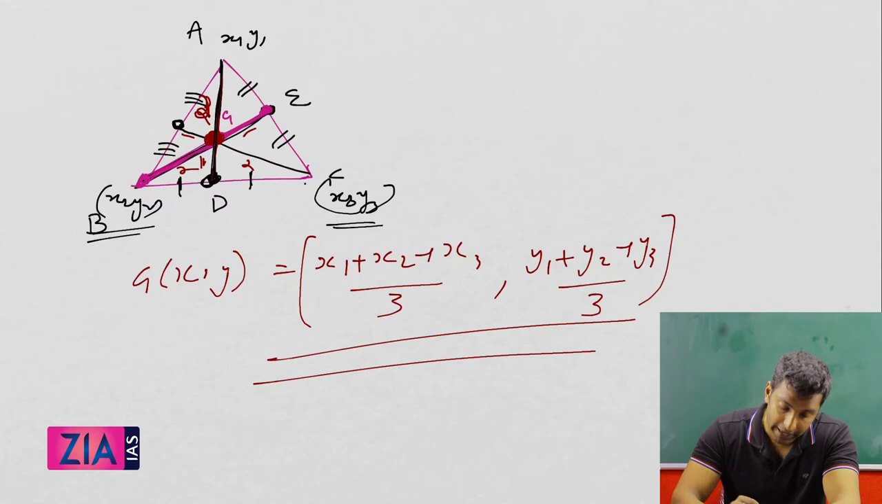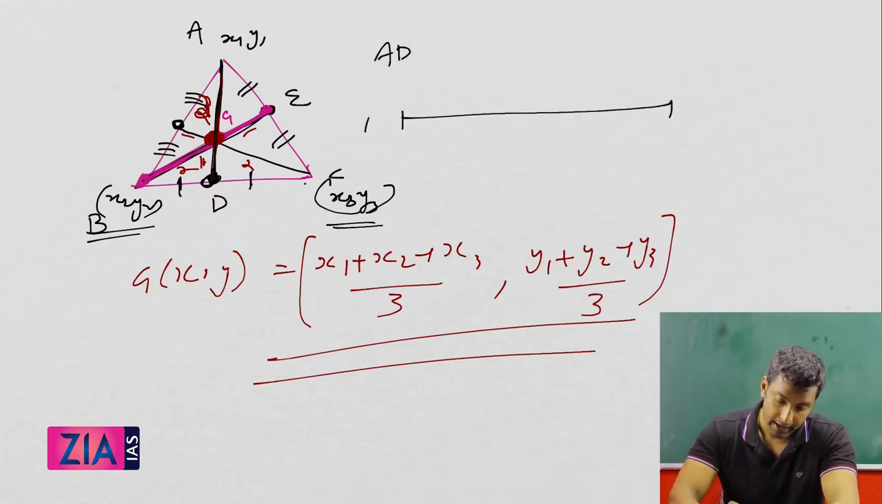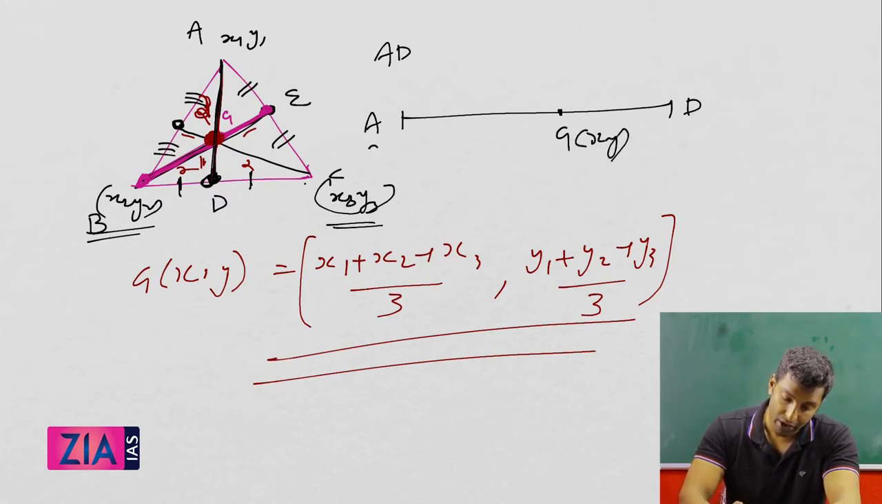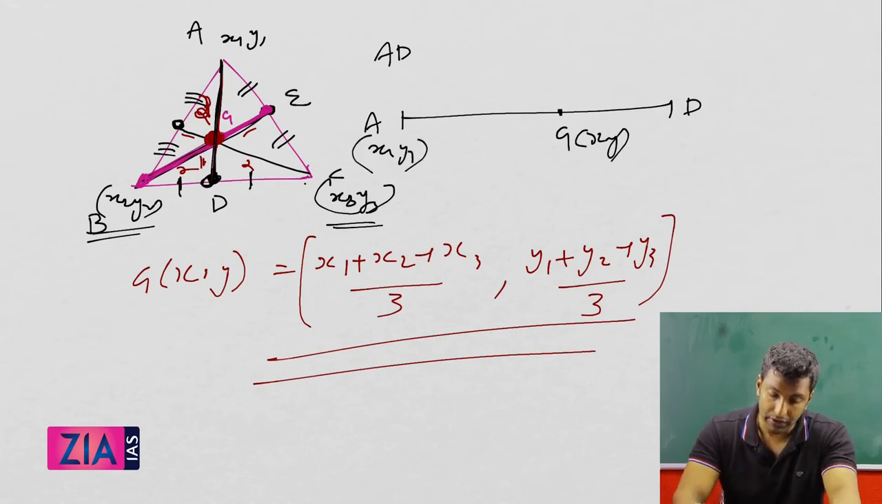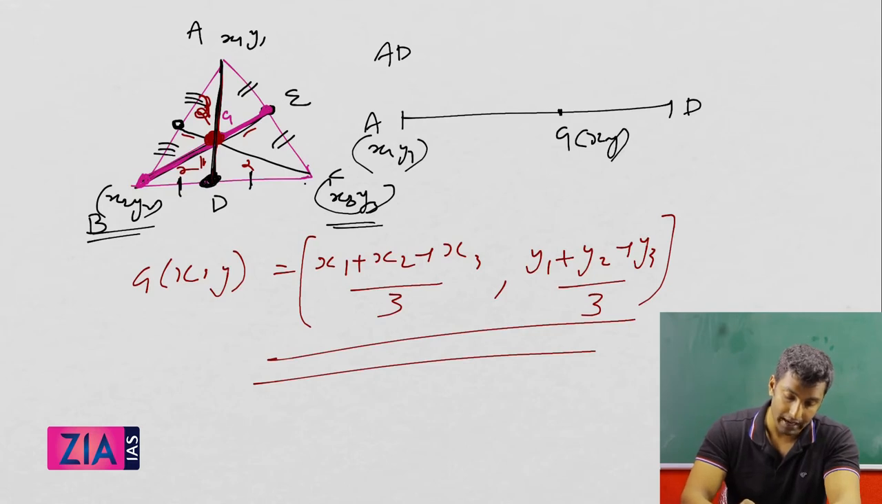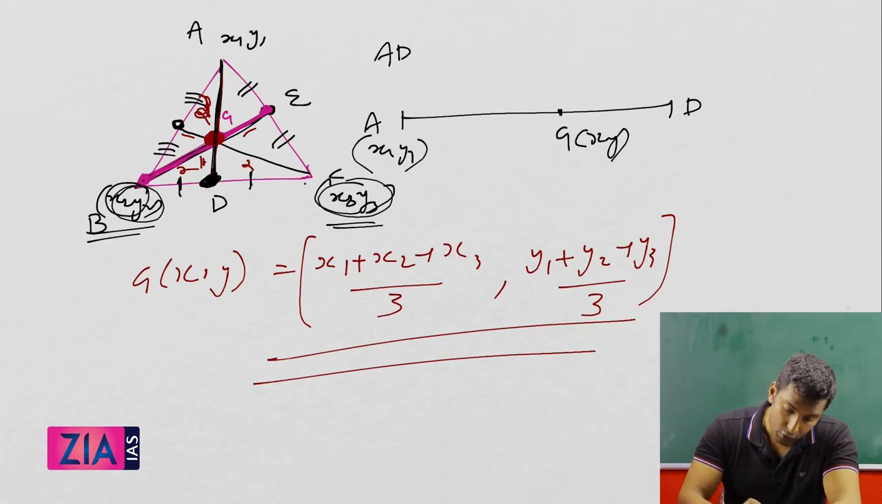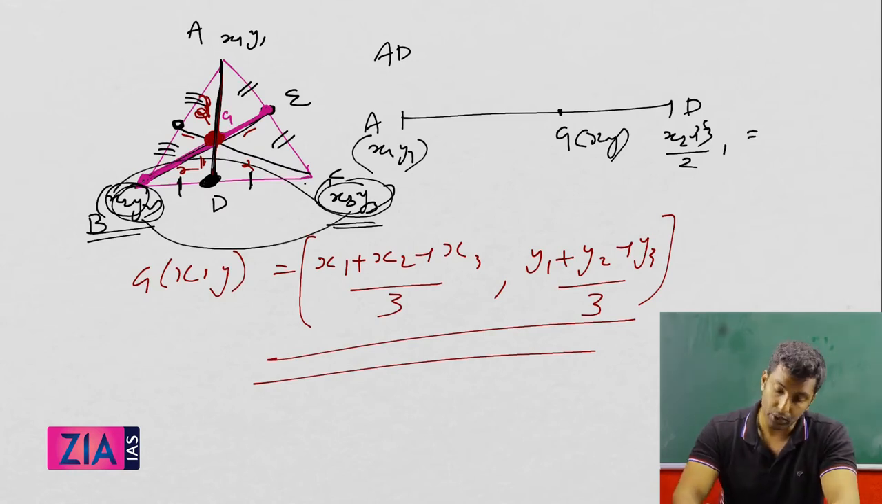Let's take one median, let's take AD. Okay, so let me draw it like this, so this is your AD. Now G is your centroid, so I'll be marking G here, and we need to find the coordinates of G, that is xy. So A we know, x1, y1. And D, what is D? D is what we are supposed to find out, but we can find D, right? Because this is the midpoint. So we can get D anyway. That is x2 plus x3 by 2, midpoint, and y2 plus y3 by 2. Okay, so you got this.